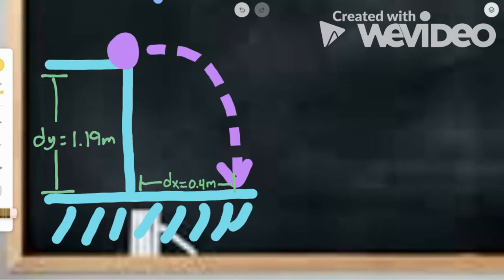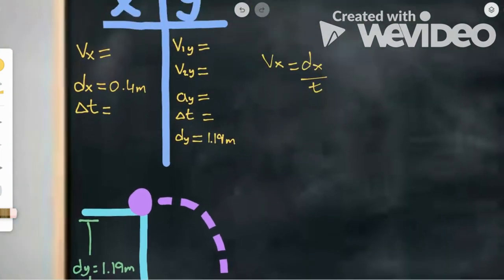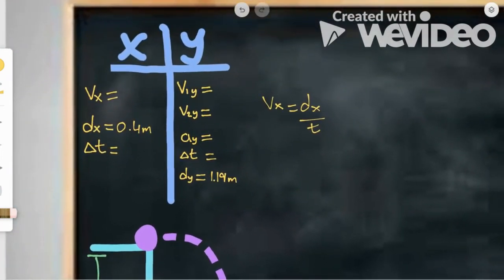Along his trajectory, we were able to acquire the necessary measurements to complete the following calculations. We were able to measure our range to be 0.4 meters and our distance in the y to be 1.19 meters. Using a stopwatch, we measured the time it took for the cat to reach the ground from its starting point to be 0.382 seconds.